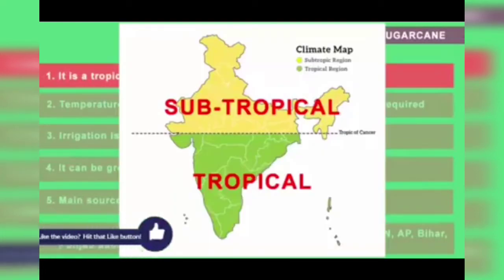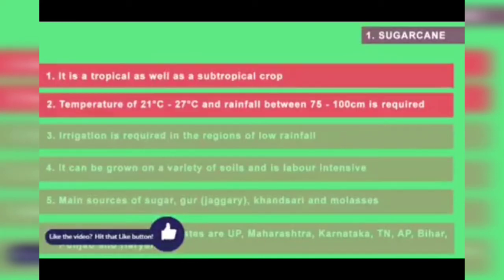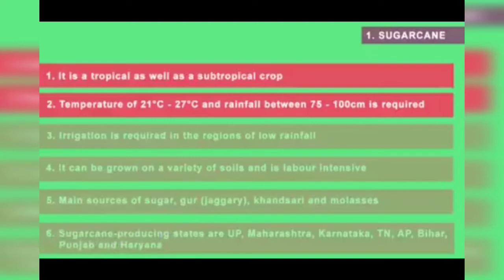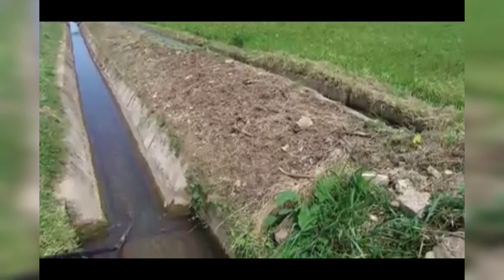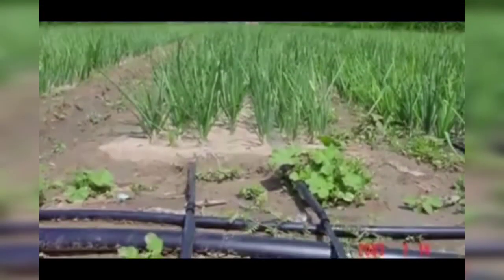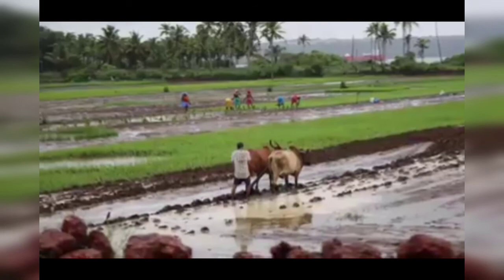It is a tropical as well as a subtropical crop. So it needs a hot and humid climate. A temperature of 21 to 27 degrees Celsius would be ideal. And an annual rainfall of 75 to 100 centimeters would be good. Where there is low rainfall, you need irrigation. The meaning of irrigation is drawing water from nearby canals or dams, because that is the best substitute for rainfall. There's nothing else. One good thing about sugarcane is that it can be grown on a variety of soils, meaning it doesn't need any one ideal soil. But you need manual labor because it is a labor intensive crop.